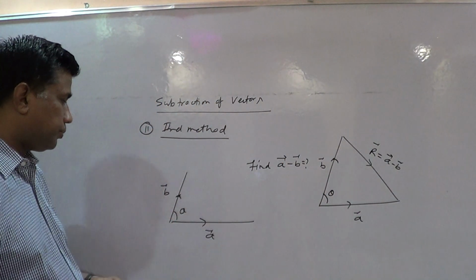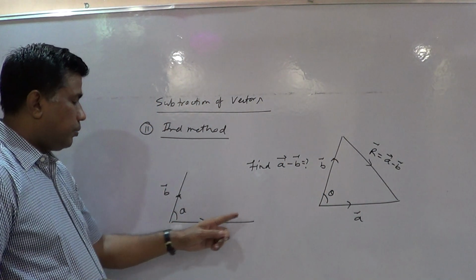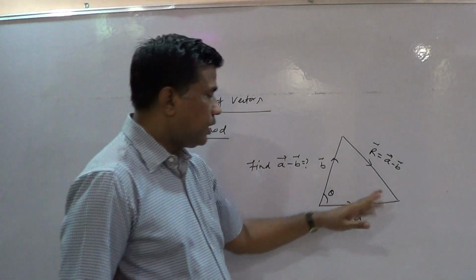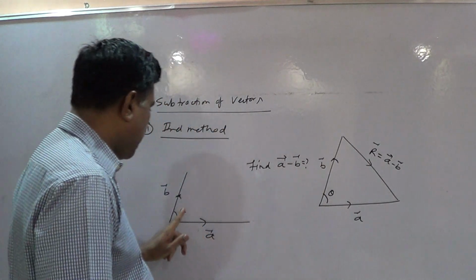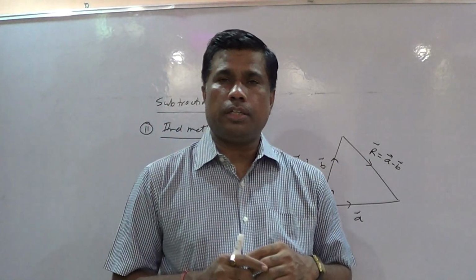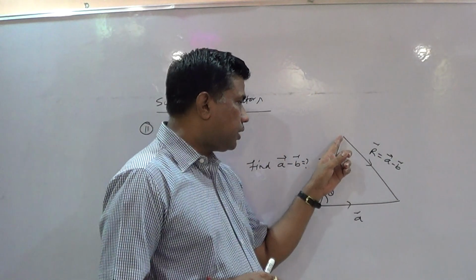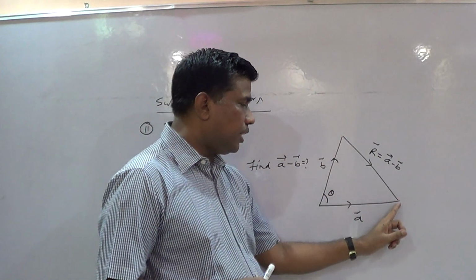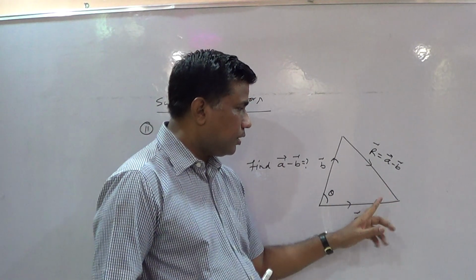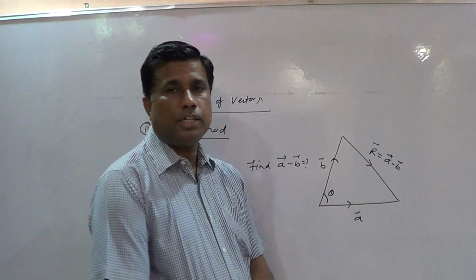Listen once more. If there is vector A, this is vector B, copied as it is. The angle between them is theta. Now to find A minus B, connect the tail of vector B with the head of A and make an arrow towards the head of A. So this is A minus B.